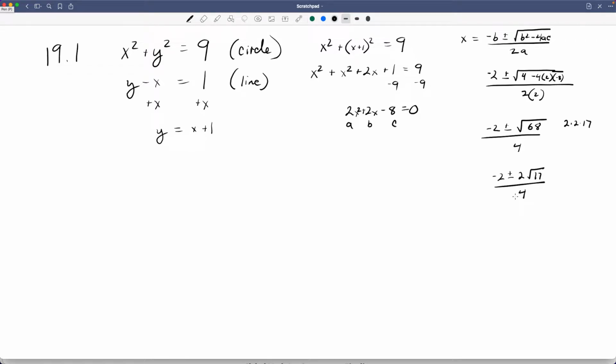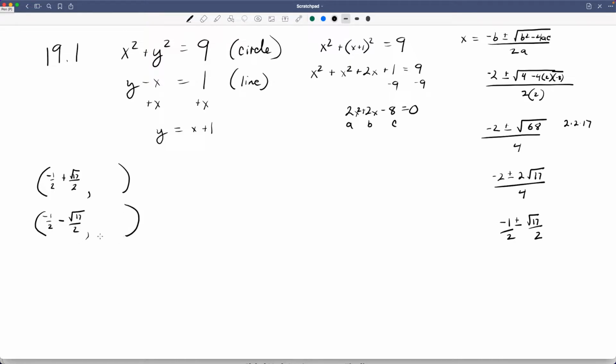But we can reduce this because all of these numbers here are divisible by 2. So negative 1 plus or minus the square root of 17, and those are both over 2, because with a radical, we want to separate the fractions. That's the proper format. So now we have two values for x. We have negative 1/2 plus the square root of 17 over 2. And then we have negative 1/2 minus the square root of 17 over 2.